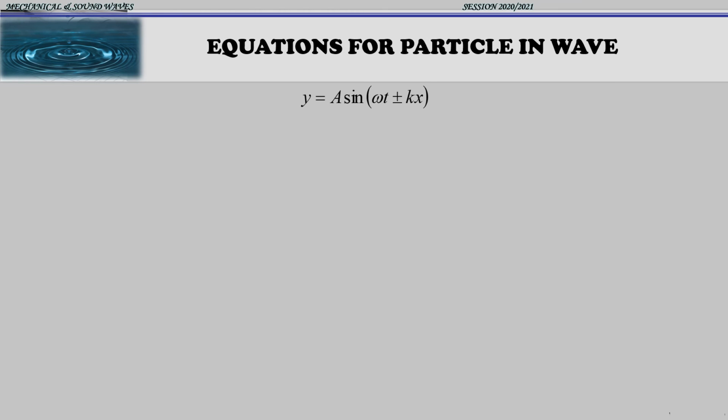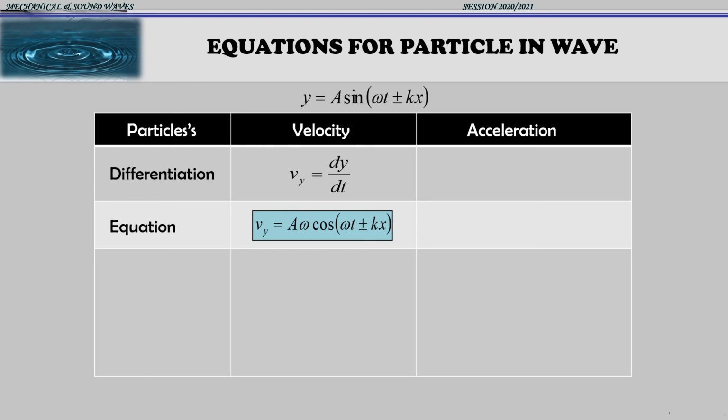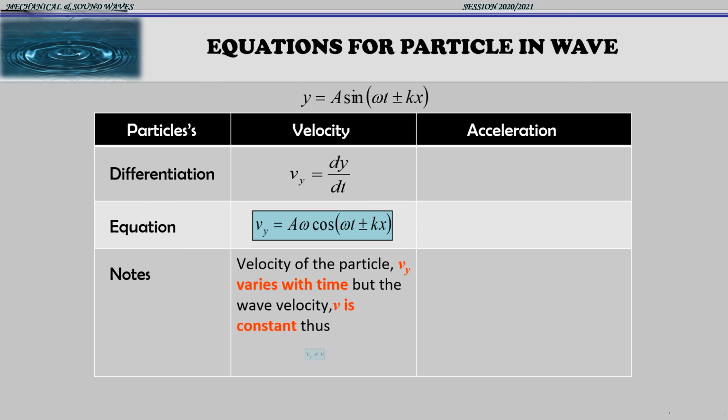Equations for a particle in a wave: y equals A sin(omega t plus or minus kx). The particle's differentiation for velocity is vy equals dy over dt. The equation will be vy equals A omega cos(omega t plus or minus kx). You need to take note that the velocity of the particle varies with time, but the wave velocity is constant, thus vy is not equal to v.